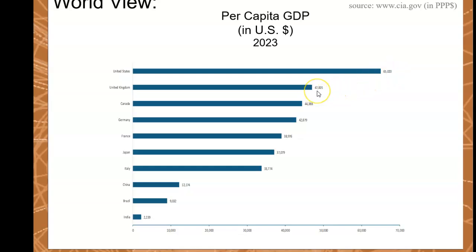The UK would be coming in second at 47,000. But look at China. Even though China was the second largest economy in that figure in terms of overall size, they're much smaller per capita because they have a much larger population than the United States.